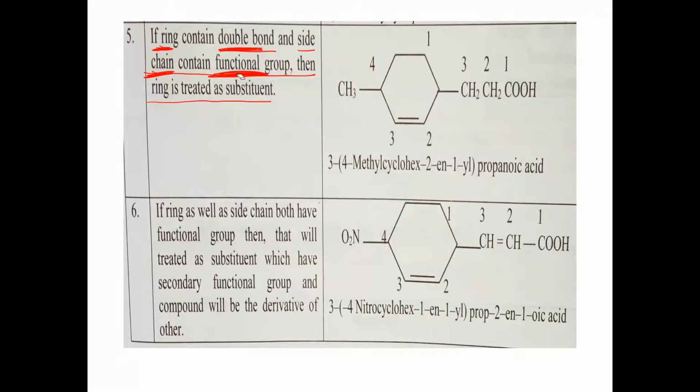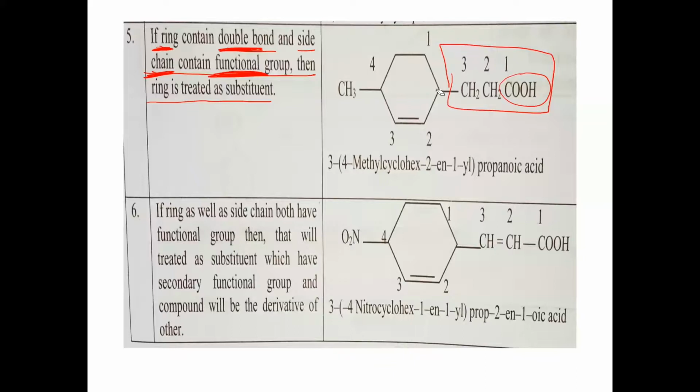But the chain contains a functional group. Check this example. In this case, it is the parent compound. Why is it the parent compound here? A functional group is there, the COOH group. COOH is the carboxylic acid group. So here this carbon is given first position, second, third. Now on the third carbon, what is attached? This ring is attached.